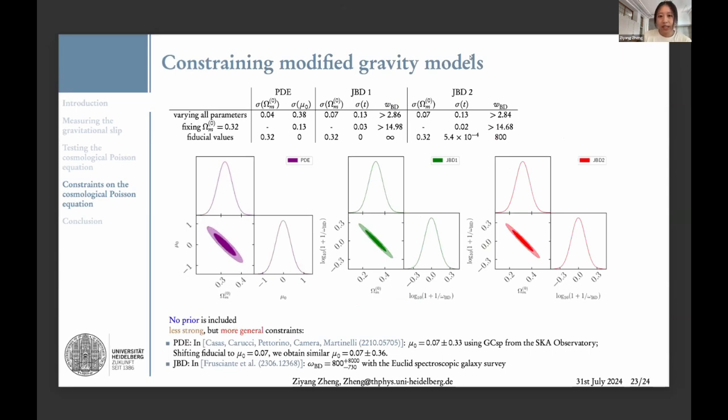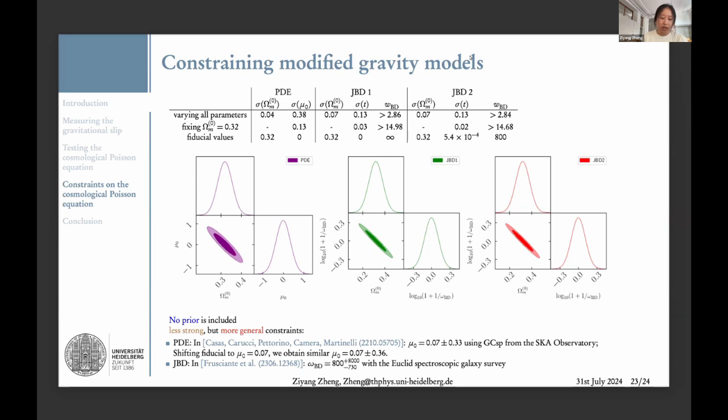So this is essentially the last slide I want to show you. This is basically a projection onto several other modified gravity models, the parameterized dark energy model, and also two Jordan-Brans-Dicke gravity models with different fiducial values. We didn't include any prior in the projection procedure, in the sense that we want to retain our model independence. So from here, you can see that even though the result is less strong, it is more robust in the sense that it is more model independent.